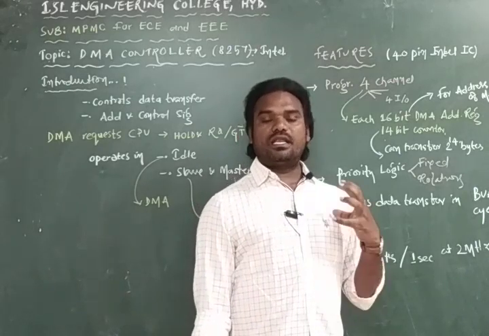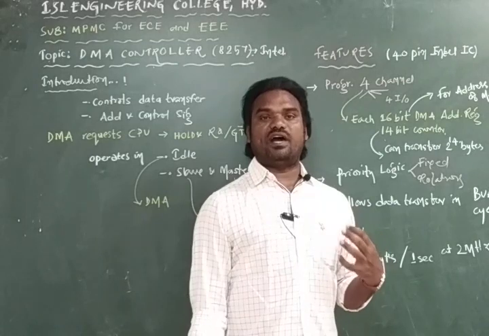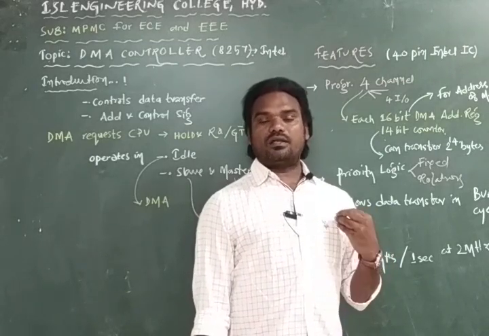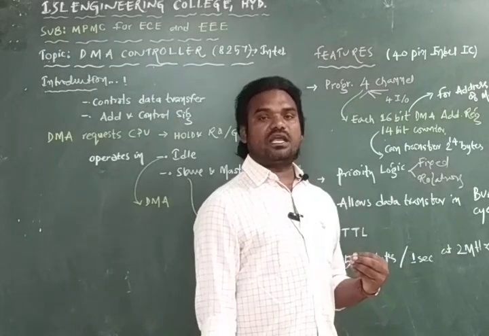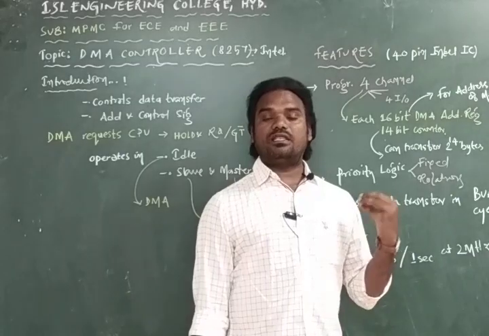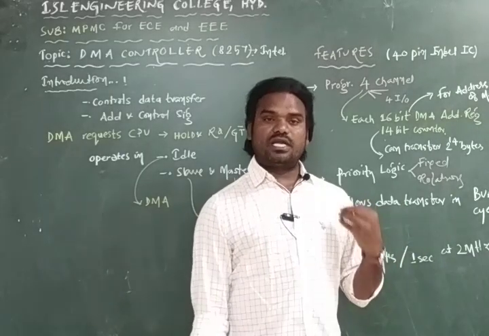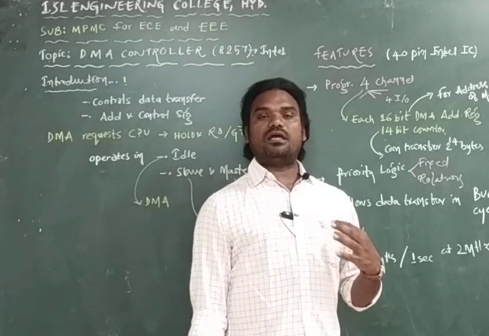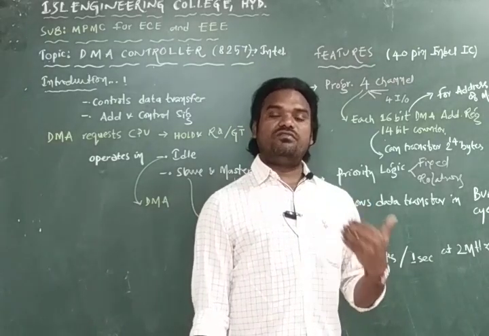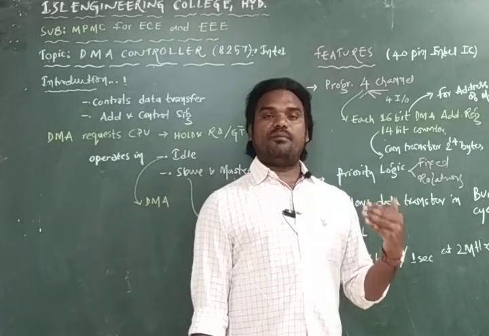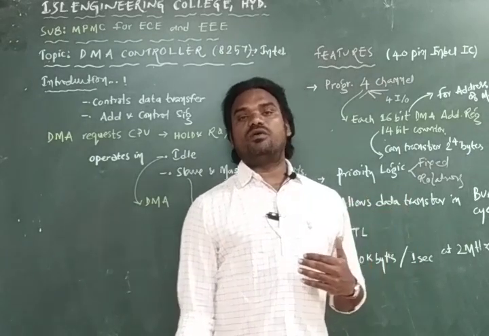And with this, the introduction and the features of the 8257 are completed. In tomorrow's class, I am going to talk about the DMA controller architecture. I am going to explain the complete details by using the architecture and the block diagram, and we are going to study the modes of operation of the DMA controller and how it directly gives the input output devices access to the memory, and in tomorrow's class we are going to discuss it in detail.